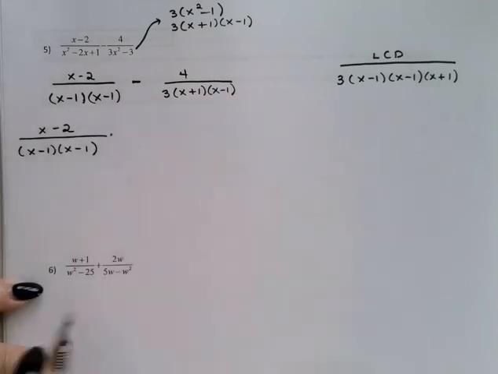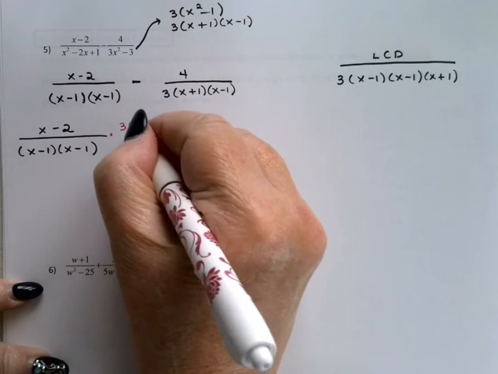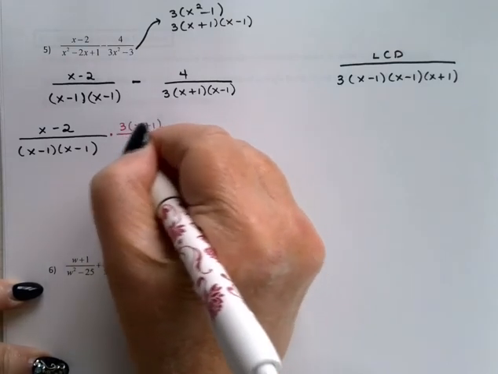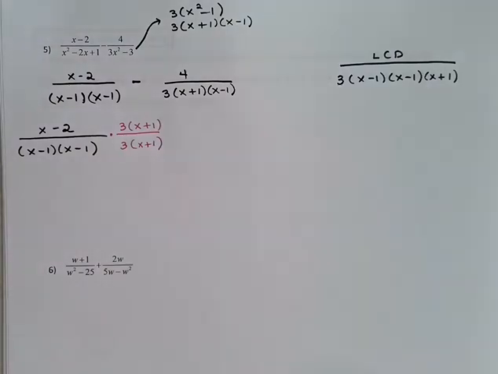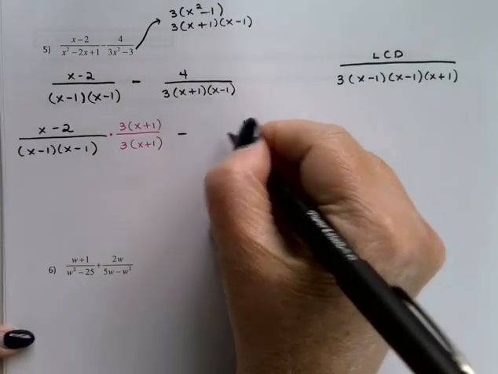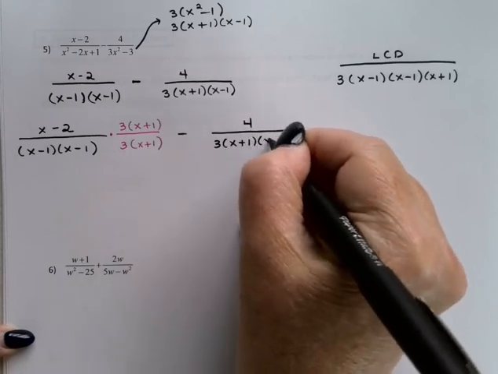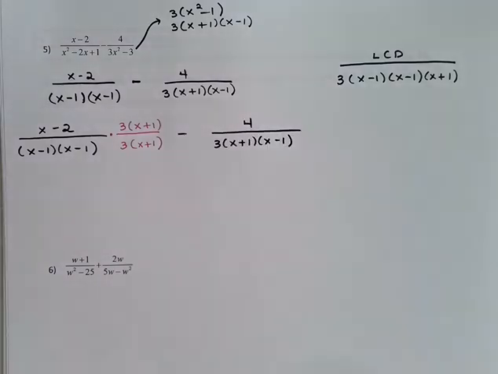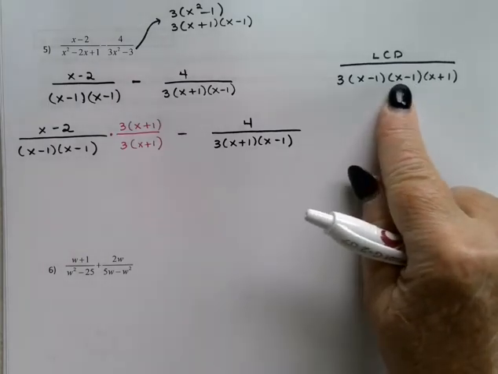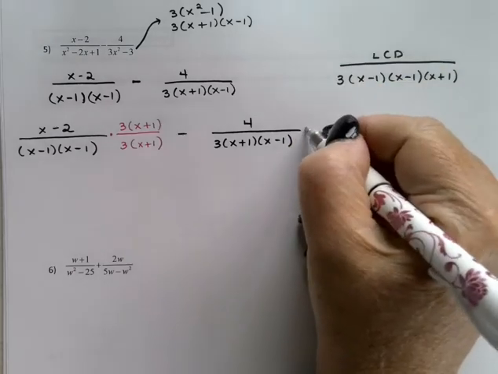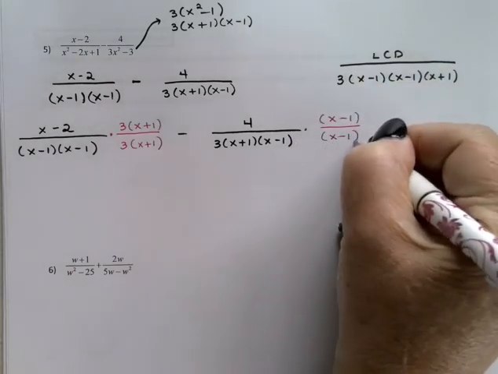So the first fraction is missing the 3 and the x plus 1. So I'll put those both in. For my second fraction, I have everything except for one of the x minus 1s. There's supposed to be 2 and I've only got 1. So I'll put the extra one in.